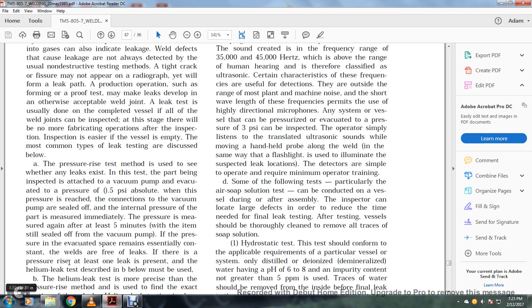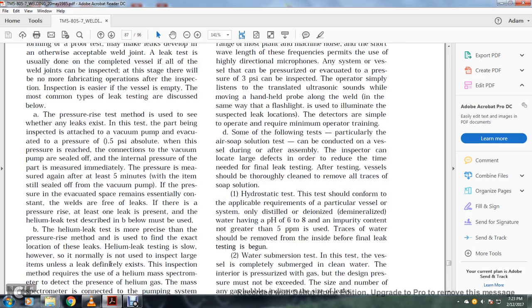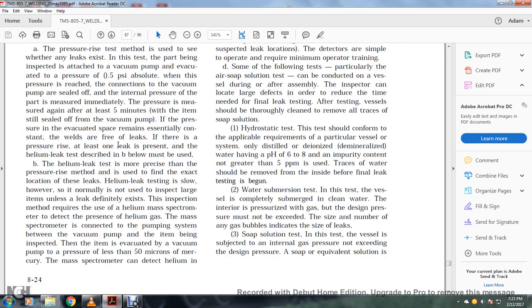And if any leak is present, the helium leak test described below must be used. The helium leak test is more precise than the pressurized method and is used to find the exact location of these leaks. Helium leak testing is slow, however, so it is normally not used to inspect large items unless a leak definitely exists.